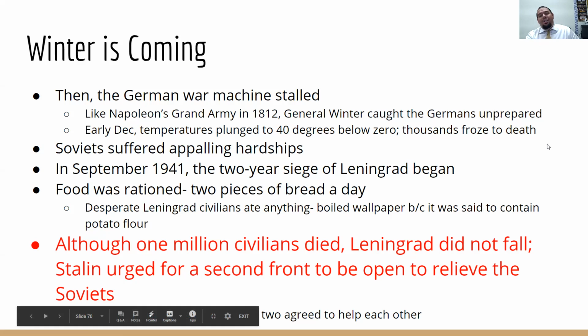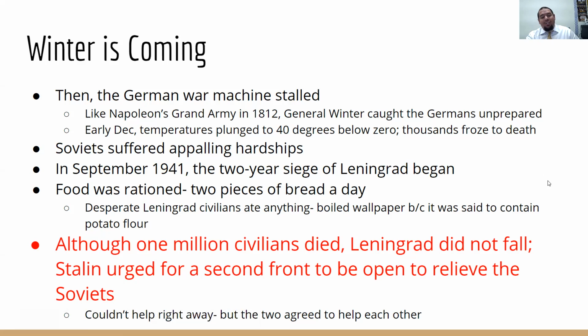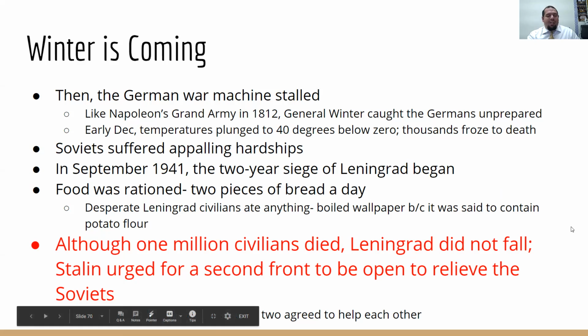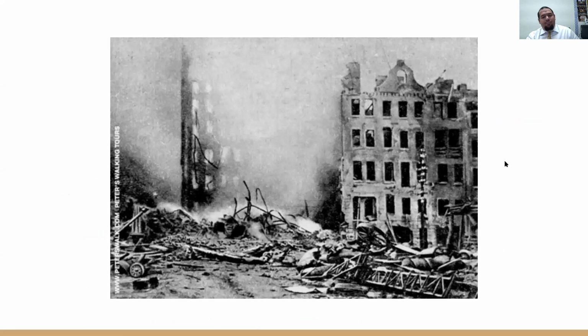And Stalin will urge the French and British governments to open up a second front to relieve the pressure that the Soviets are receiving. Because although they kind of have control in North Africa, they have Europe locked down, and so the brunt of it is on the Soviets, and they're just getting attacked. The French and British said that they couldn't help right away, but the 2 sides said that they would agree to help each other, Britain and Stalin.